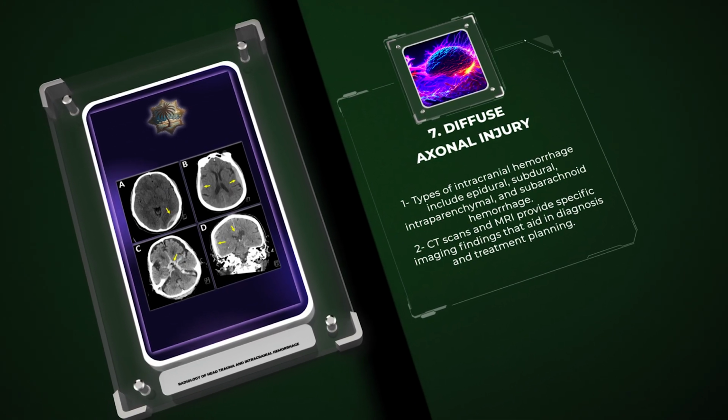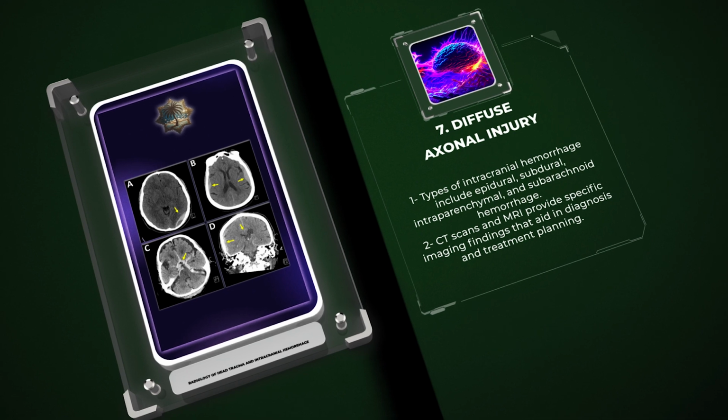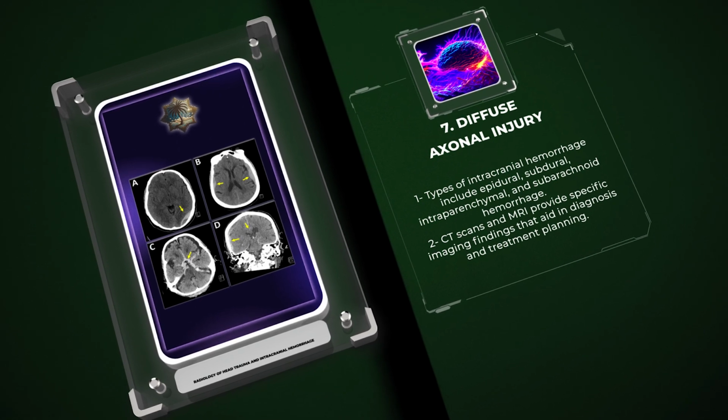On CT scans, epidural hematomas appear as a lens-shaped blood collection between the skull and the outer layer of the meninges. Subdural hematomas present as crescent-shaped collections between the inner layer of the meninges and the brain. Intraparenchymal hemorrhages are localized bleeding within the brain tissue, while subarachnoid hemorrhages involve bleeding into the cerebrospinal fluid-filled spaces around the brain. MRI provides additional information on the extent, location, and complications of the hemorrhage.